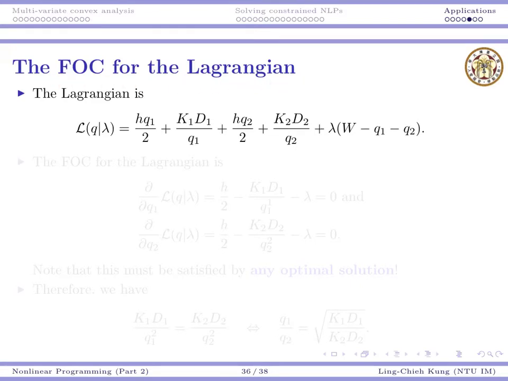So let's first get the Lagrangian. This is the objective function. This is the Lagrange multiplier. Because we only have one constraint, there's only one Lagrange multiplier. And then we have a constraint. Technically, you may ask, why is there only one constraint? Actually, we have three: Q1 non-negative, Q2 non-negative, and the capacity constraint.